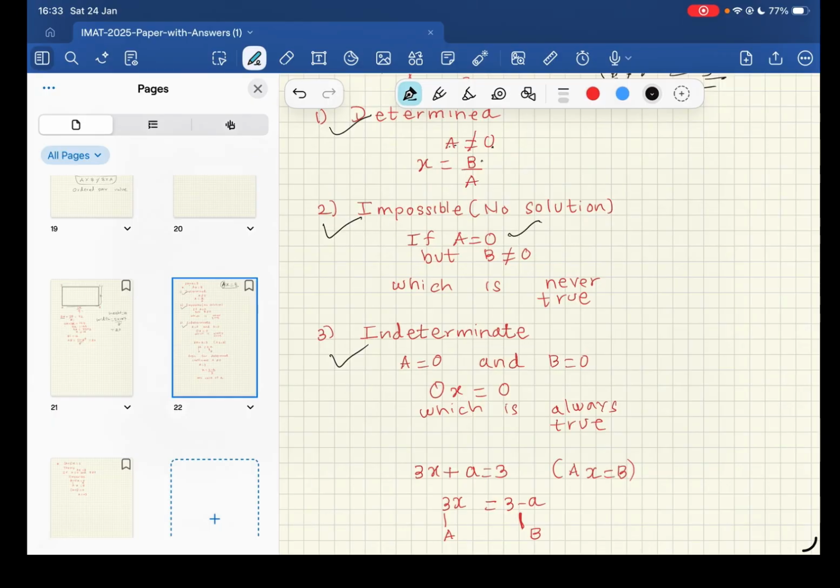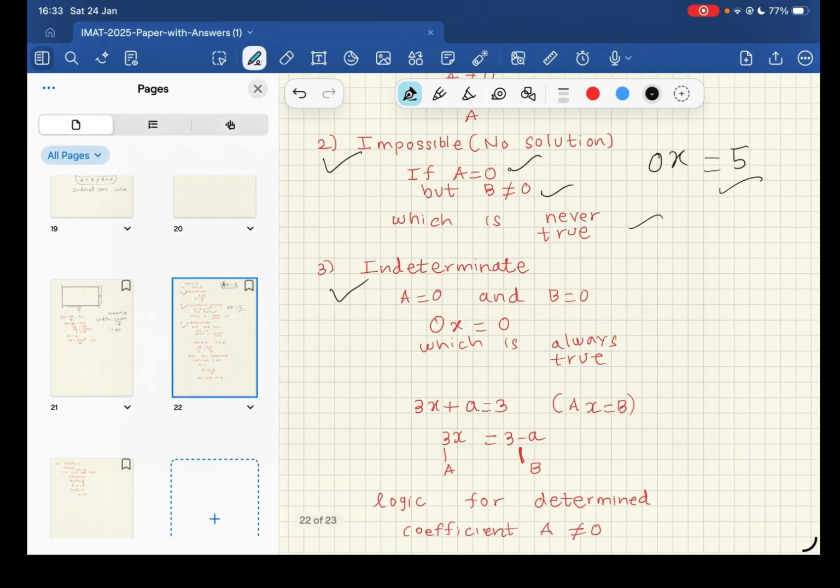Second one, impossible. If A is equal to 0 but B is not equal to 0, it is never true. For example, imagine 0x = 5. Is there any solution? Can there be any solution? A is 0 but B is not equal to 0, then it is impossible. You won't get any solution. You must understand, it is never true, which is impossible, or no solution.